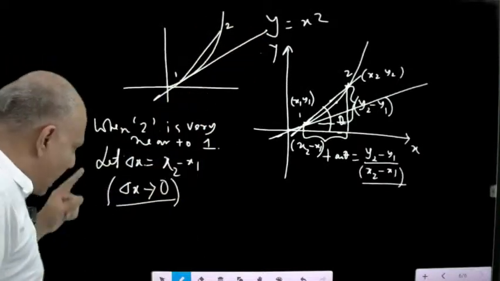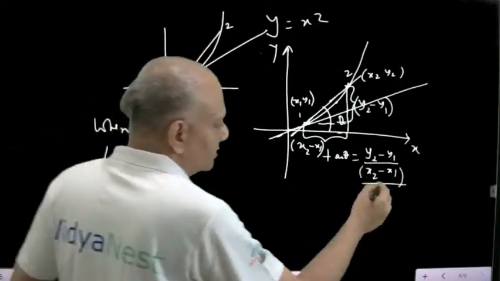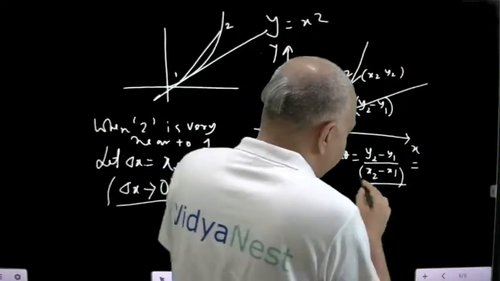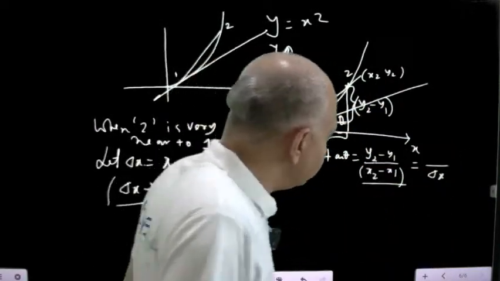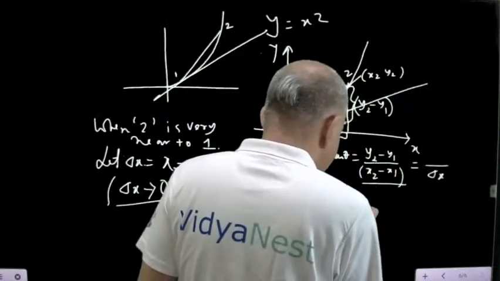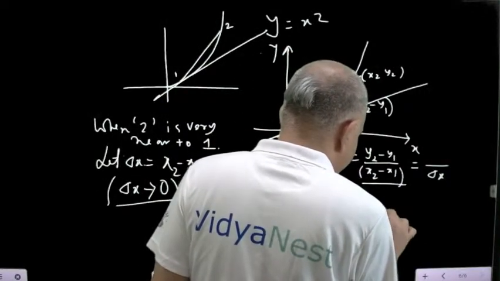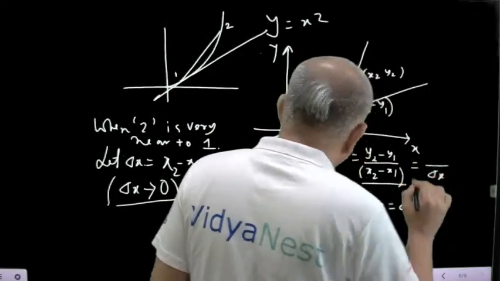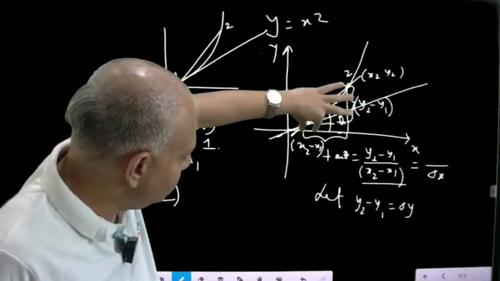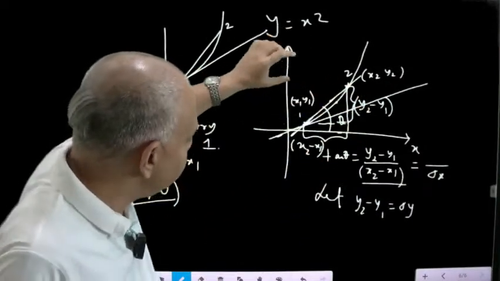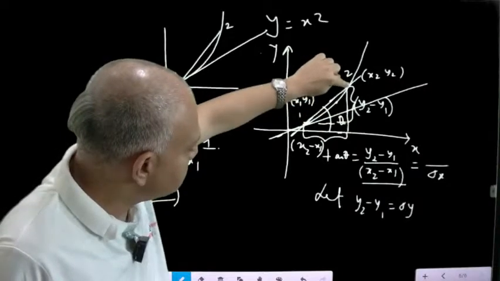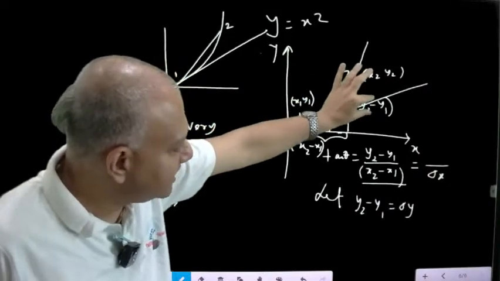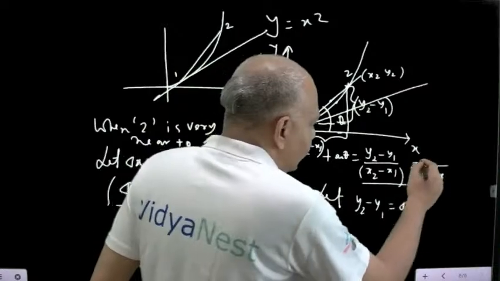So ultimately, you can see x2 minus x1 is delta x. Let y2 minus y1 be delta y. When this delta x is extremely small, similarly this change of y, y2 minus y1, when points 2 and 1 are very near, is also extremely small. Then this is delta y.